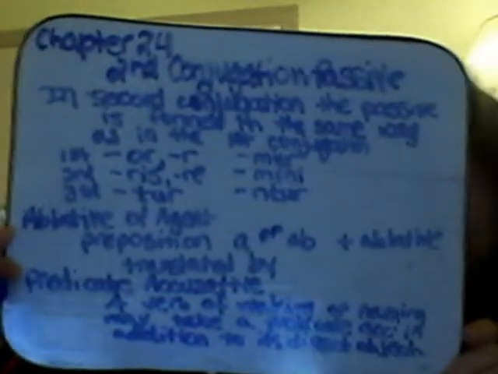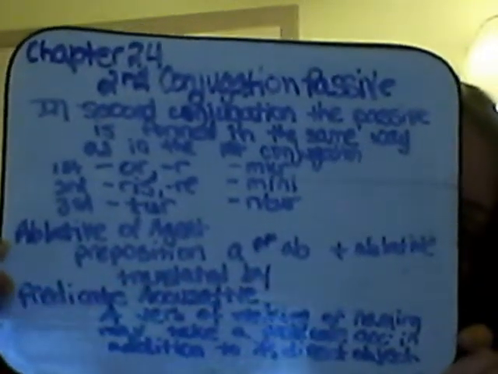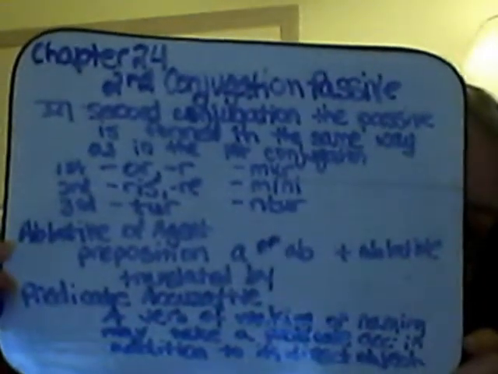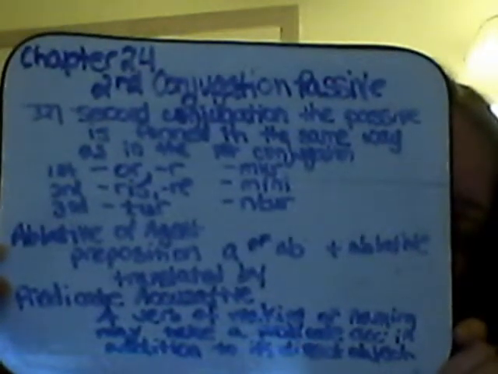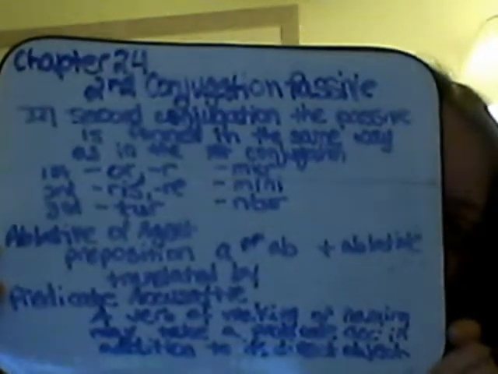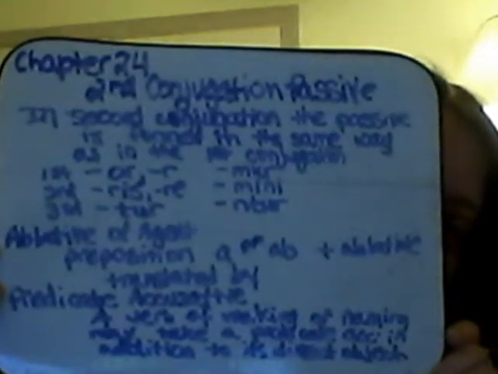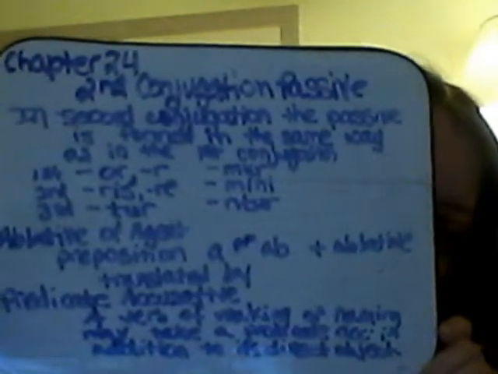So I'll leave that a second. They're on pages 108 and 109. If you have any questions, call or text me. It's pretty simple, I think, with the second conjugation passive being exactly like chapter 23. Ablative of agent, use a or ab plus the ablative. Translate it with by. So it says who's doing it.